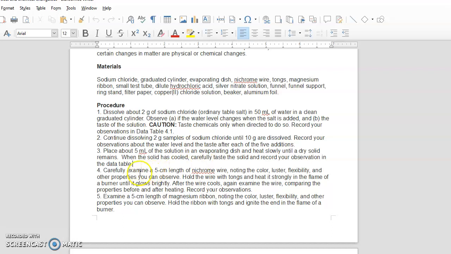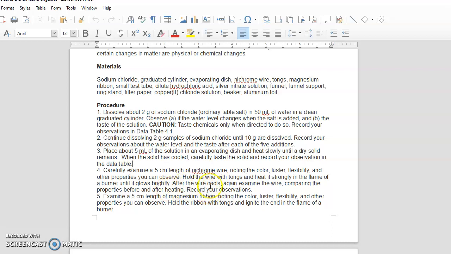Now, that nichrome wire. It's got a shiny color to it, like most metal. This is nickel chromium combined together, but it's still a metal, so it's going to have a shiny luster. It's flexible in terms of being able to bend the little wire. If you heat that, it's going to glow brightly, but once you pull it away, it's going to return to the same thing.